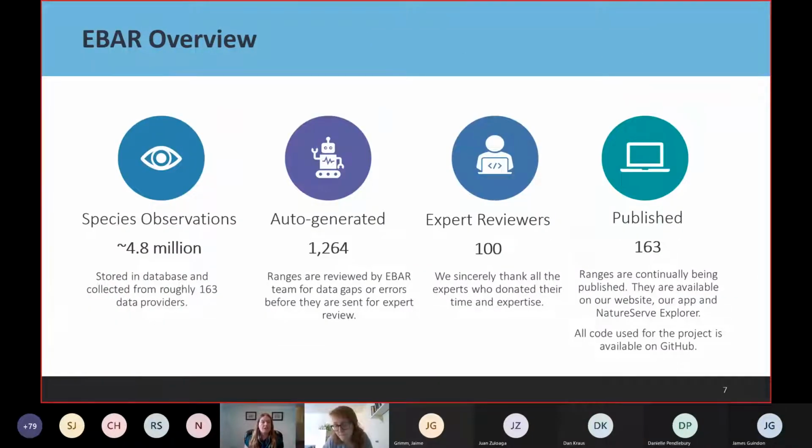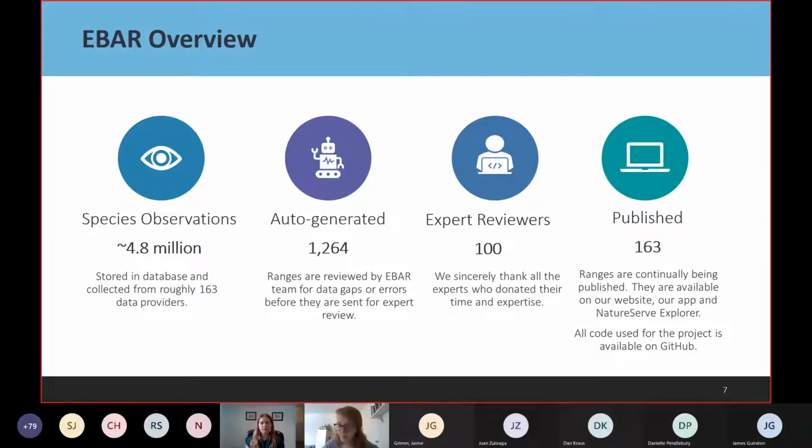So what have we achieved so far in our project? As I mentioned earlier, we have about 4.8 million species observations that are coming from about 163 data providers. We have 1,264 auto-generated ranges. And before we send these out for expert review, the team always does a quick once-over just to make sure that there are no data gaps or errors. And I'm really pleased to share that we had 100 individuals contribute their time and expertise to expert reviewing our ranges. So I really want to acknowledge all of these people and just give them a huge thank you.